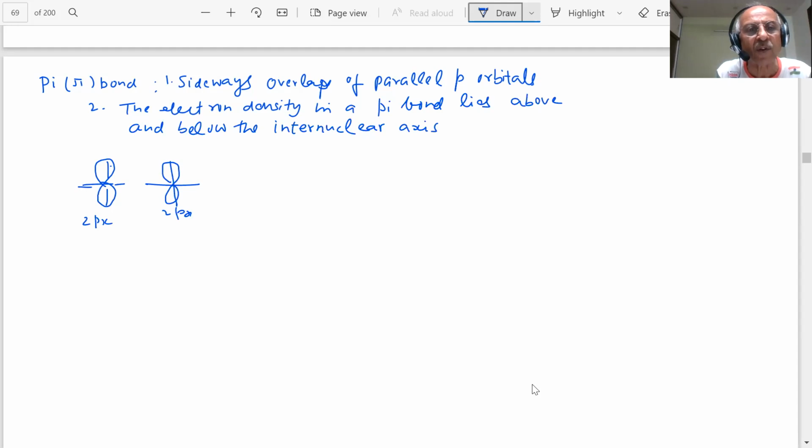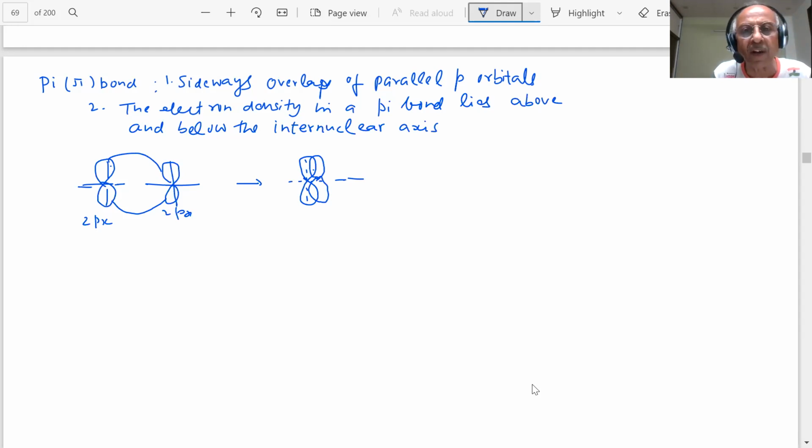Are they parallel to each other? Yes or no? These two px orbitals are parallel to each other. Now there is a sideways overlap. What will be the result of that? They will look like this. You have one, and this is my internuclear axis, as you can see, and this is another one. So this is the sideways overlap of parallel p orbitals.